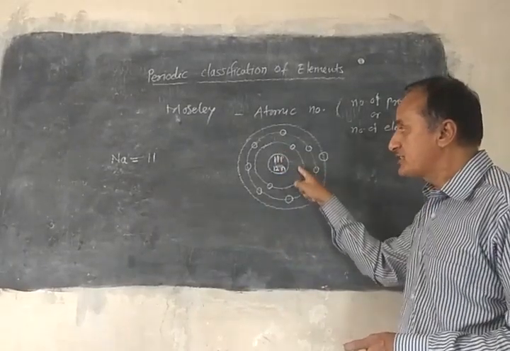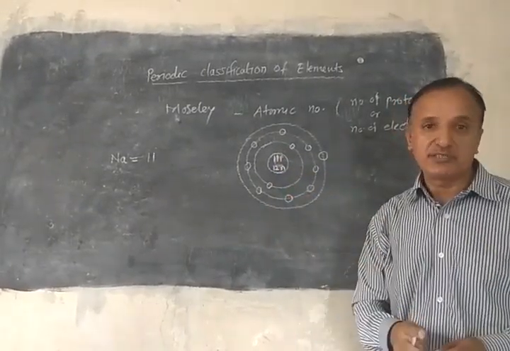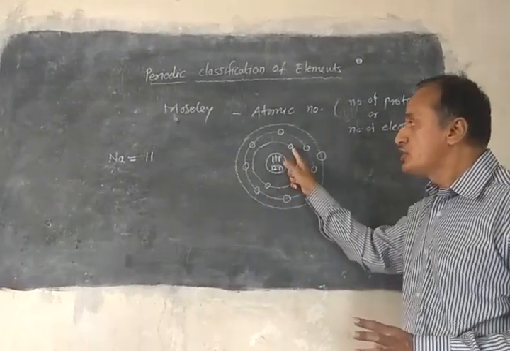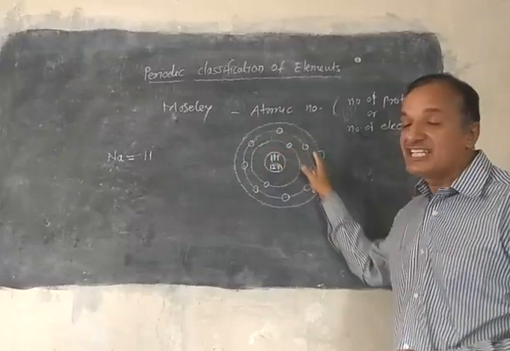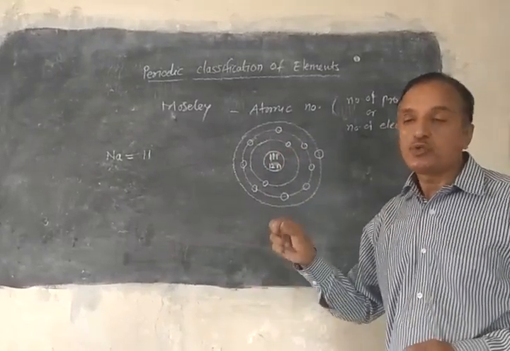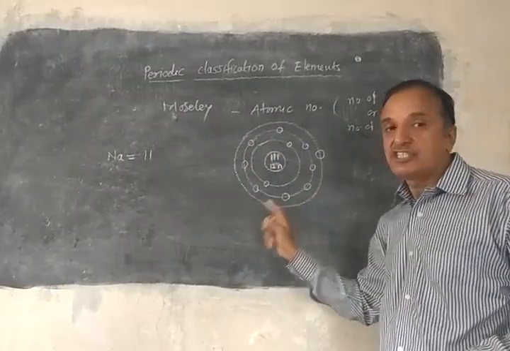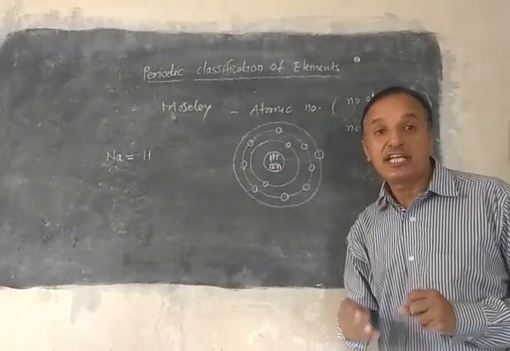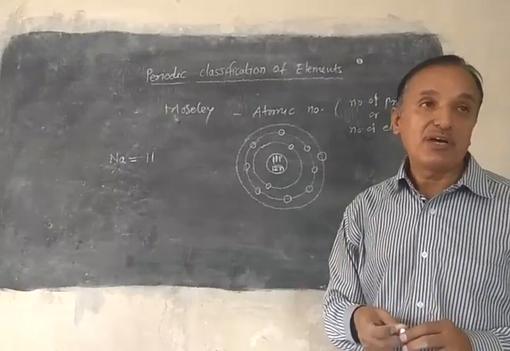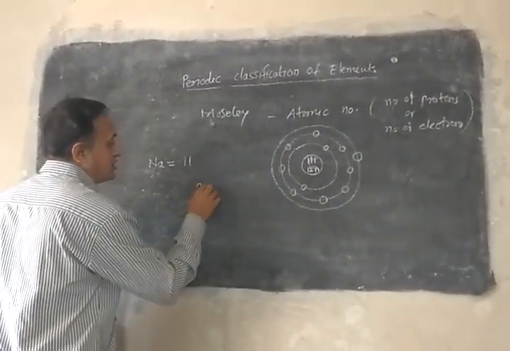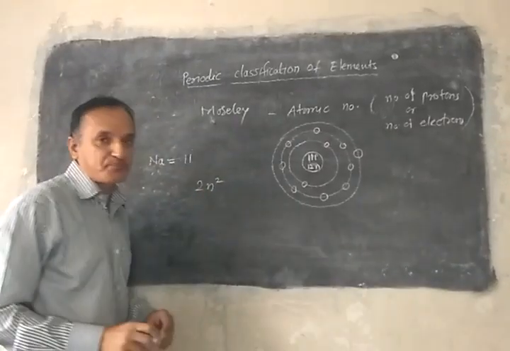The first shell has the capacity of holding a maximum of 2 electrons. The second shell has the capacity to hold 8 electrons, and the third shell has the capacity to hold 18 electrons. If you remember, last year you studied one formula, 2n square.